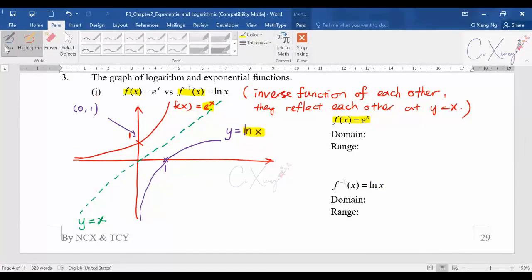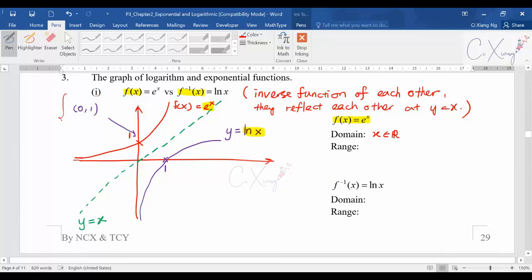Now, if you look at the red color graph, what is the domain for the red color graph? You will see that the domain is from negative infinity until positive infinity. That means x is any real number. For the range of the red color graph, you will see that it is above the x-axis, and therefore you can write the range of f as y greater than 0, or f(x) greater than 0.